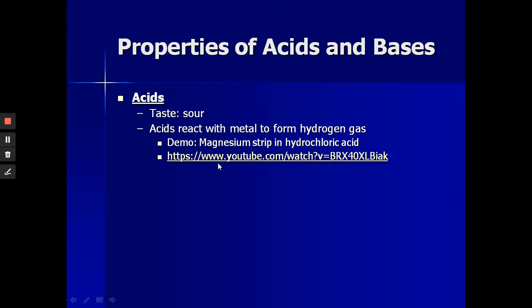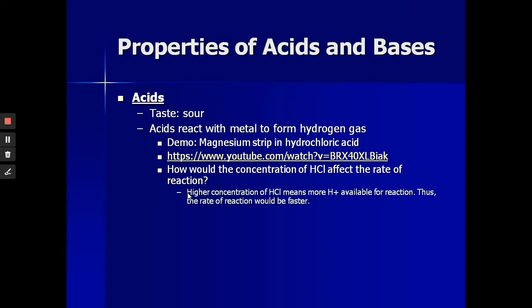This video will even show you testing the hydrogen gas, which we have done already in our previous gas law lab. So how does the concentration of hydrochloric acid affect the reaction? Well, a higher concentration of hydrochloric acid means that you have more abundant hydrogen cations available. And more available means that the reaction will go faster.